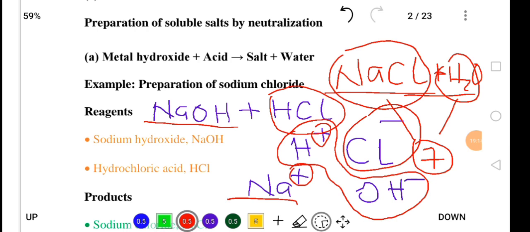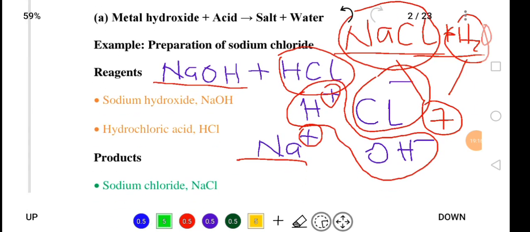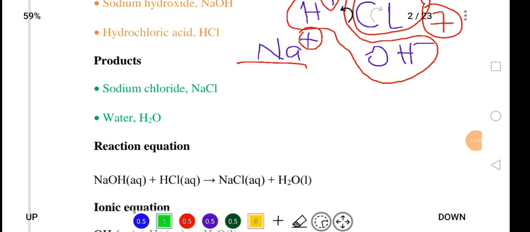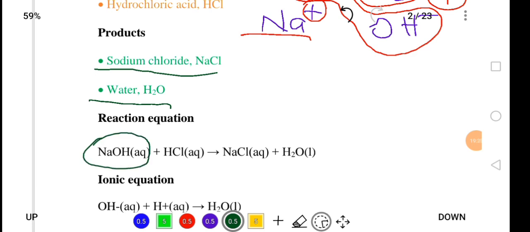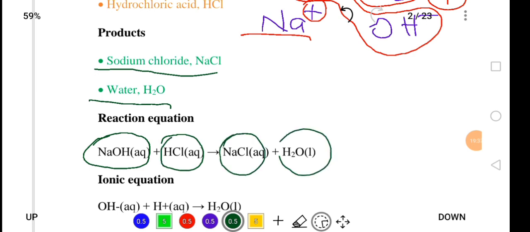So this is what we can observe. The products we are going to have are sodium chloride and water. And the reaction: we are reacting sodium hydroxide plus an acid to form sodium chloride and water.